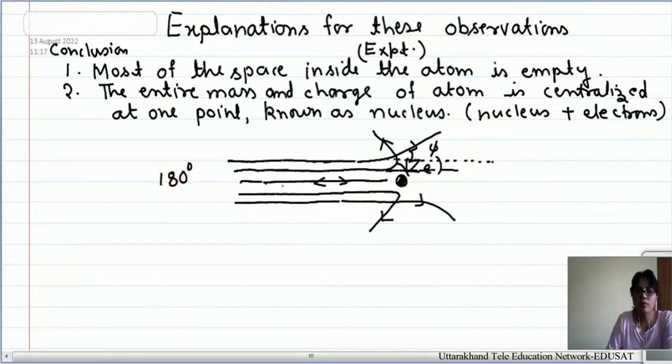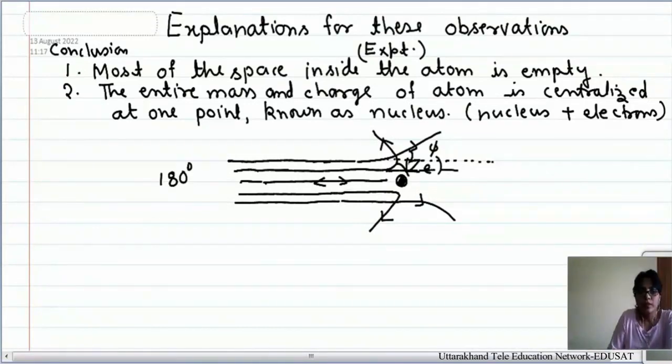So because of this back scattering, it was concluded that there is some heavy point containing the entire mass of the atom and also having a large positive charge, and this point is termed as the nucleus. So this is the explanation for the different scattering paths in the Rutherford scattering experiment.